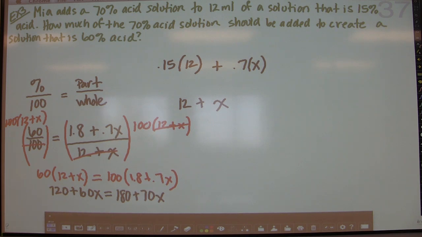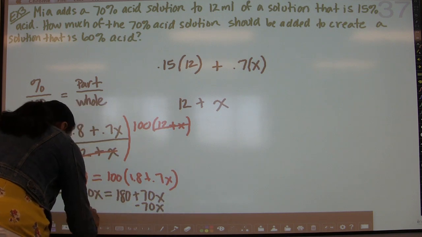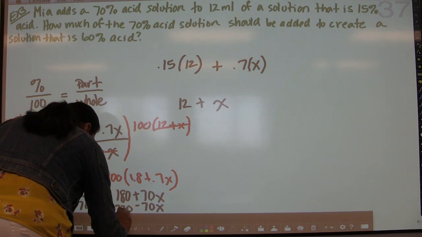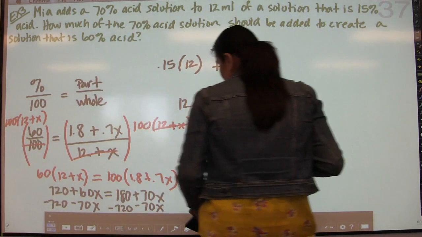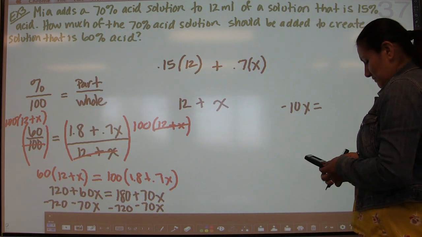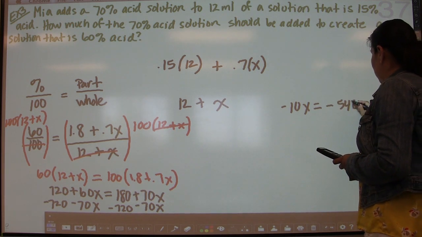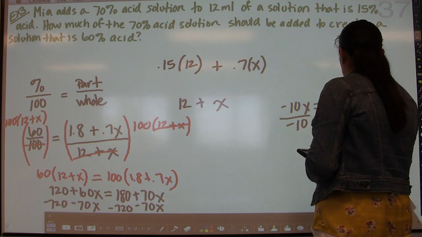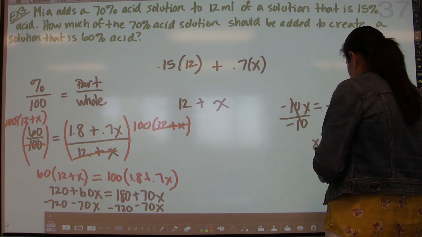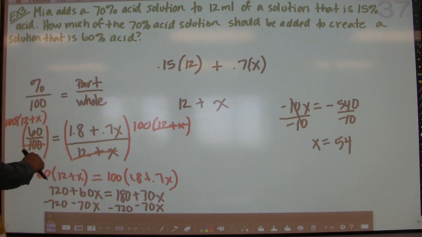All right, so now we want to combine our like terms. So we're going to move the 70x to this side, and we're going to move the 720 to the right side. And then 60 minus 70 is going to give us negative 10x. And then 180 minus 720 is going to give us negative 540. And then lastly, we're going to divide by negative 10, and we're going to get 54. And since 54 is not going to create an issue with domain here, now we know what we have to do.